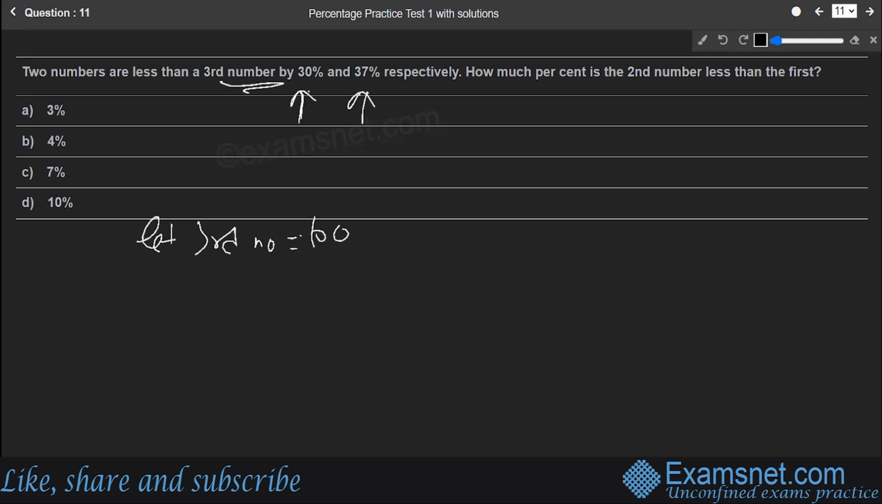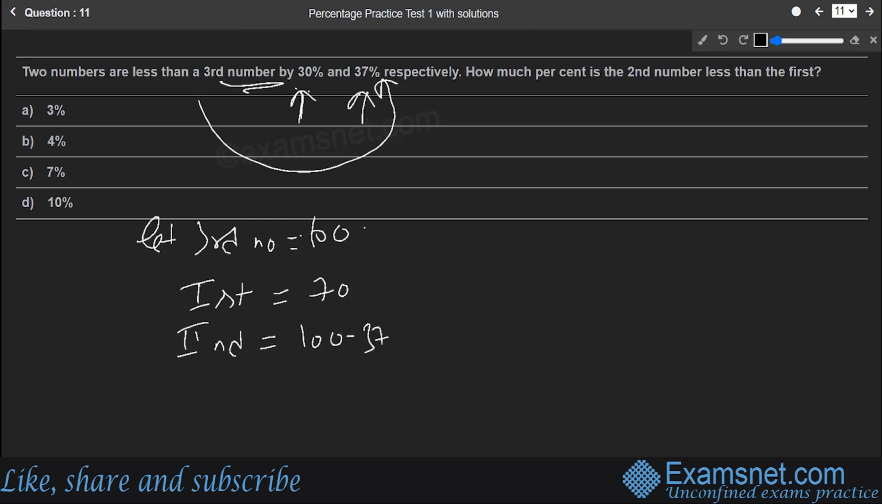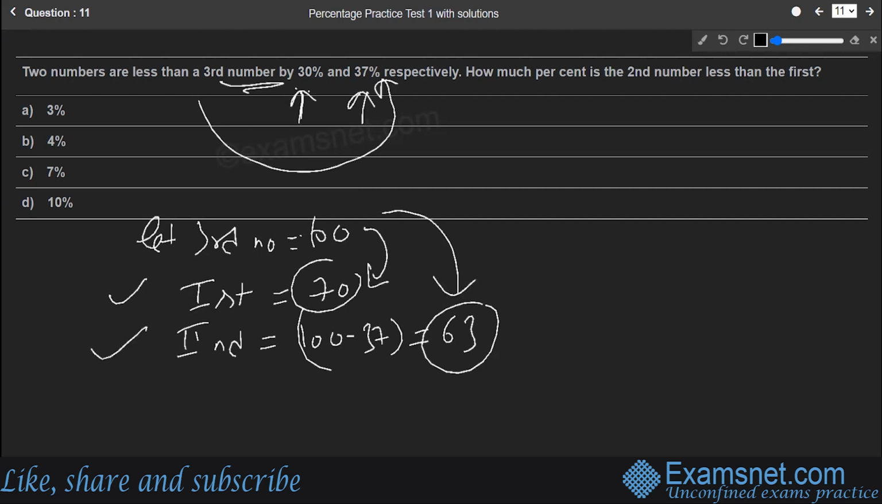Then he says two numbers are less than the third number by 30%. So the first number is less than the third number by 30%, so the number should be 70. And the second number is less than the third number by 37%. So the second number is less than 100 by 37%, that is 100 minus 37, which is nothing but 63. So now we can clearly see these numbers. First number is 30% lesser, second number is 37% lesser. So these are the first and second numbers, 70 and 63, and this is the third number, 100.